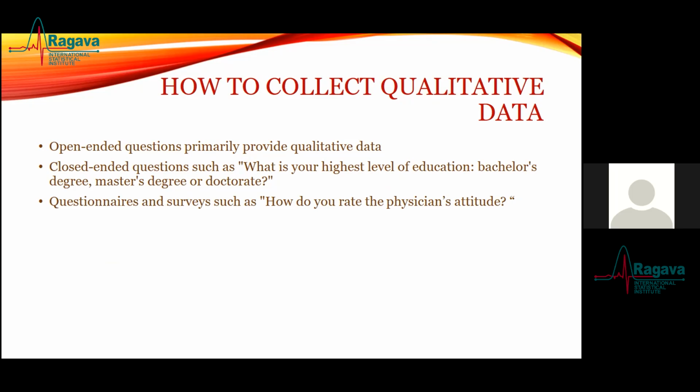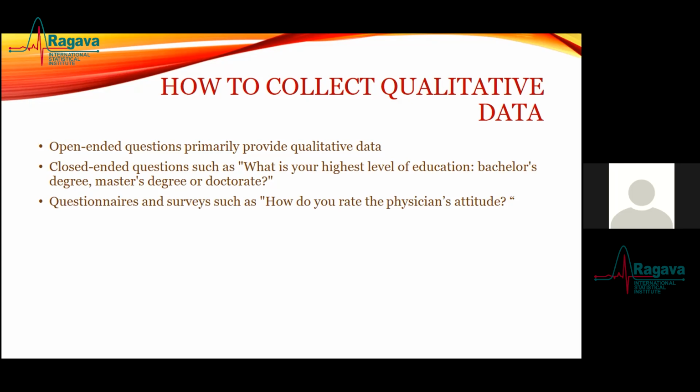So, this comes under the second category, closed-ended questions. You can ask a person, what is your mother tongue? He can say either Tamil, Telugu, Kannada, or Malayalam. And what is your highest level of education? A person can be illiterate, or could have a master's or a doctorate. And questionnaires and surveys most often provide us with qualitative data.